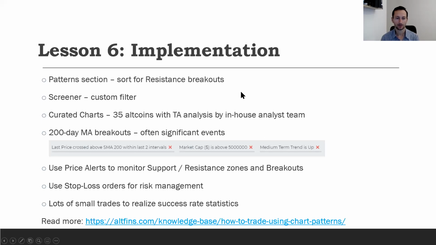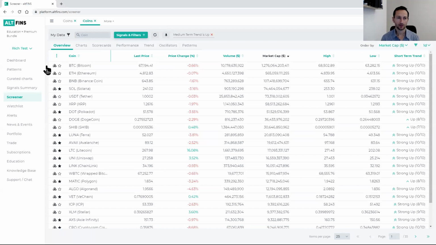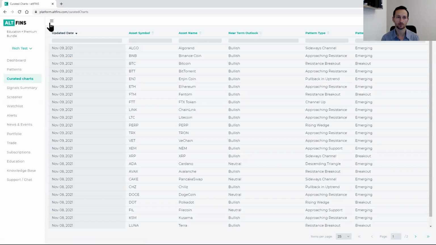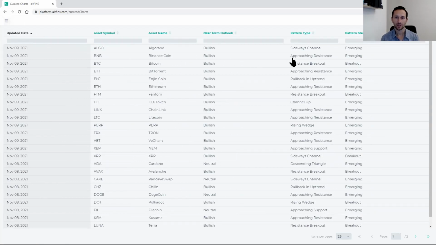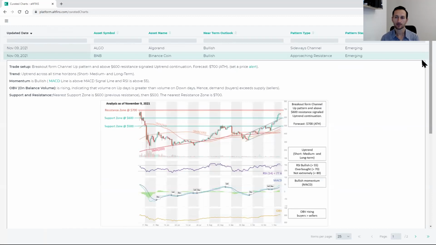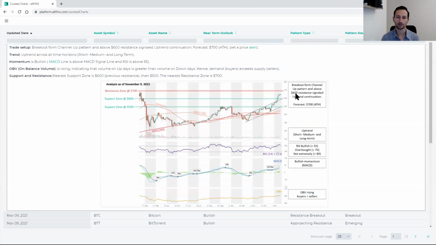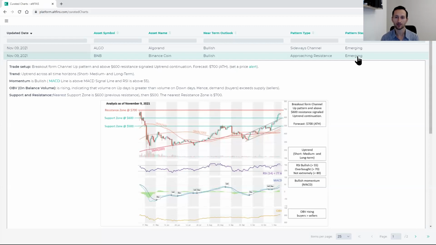The other thing that I want to emphasize is, particularly when you look at curated charts, but other charts that you find, when you see, for example, BNB or BitTorrent approaching resistance, or approaching support and so on, right? Use those price alerts to get alerted when the price reaches that target, or when the price breaks above that target.